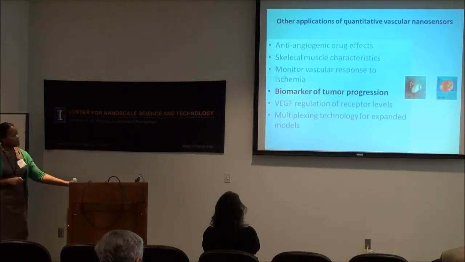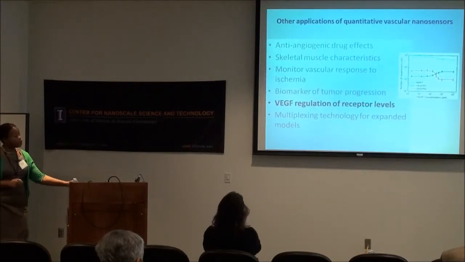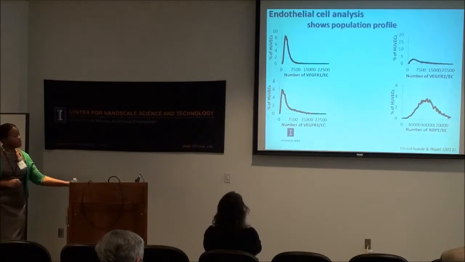Again, this can be used as a biomarker for tumor progression. I've looked at how these receptor levels change in the tumor cells as well as in the tumor endothelial cells, and that's where we're starting to see significant differences at an early proliferative state versus the metastatic state of this tumor. So this type of quantitative approach can again be used to monitor tumor progression. It can also be used to understand the regulation of these receptors.